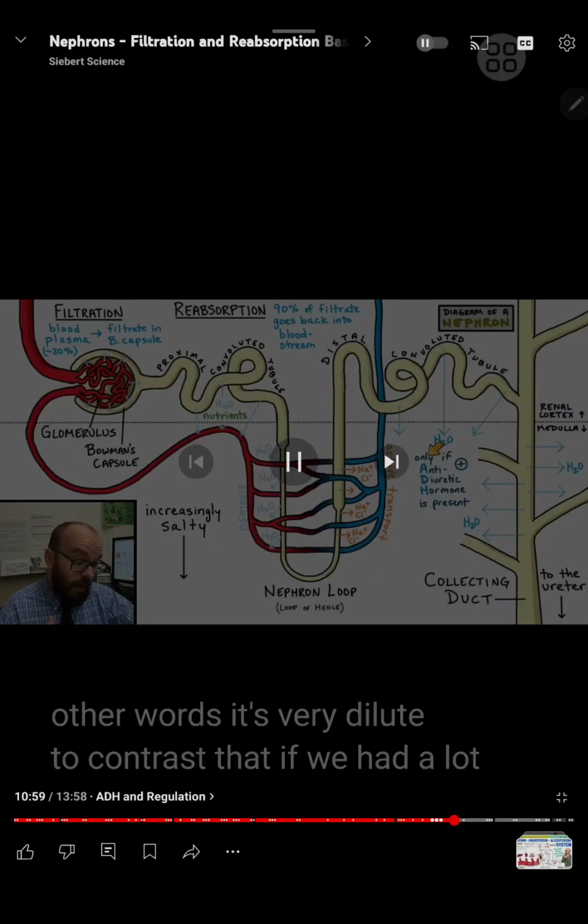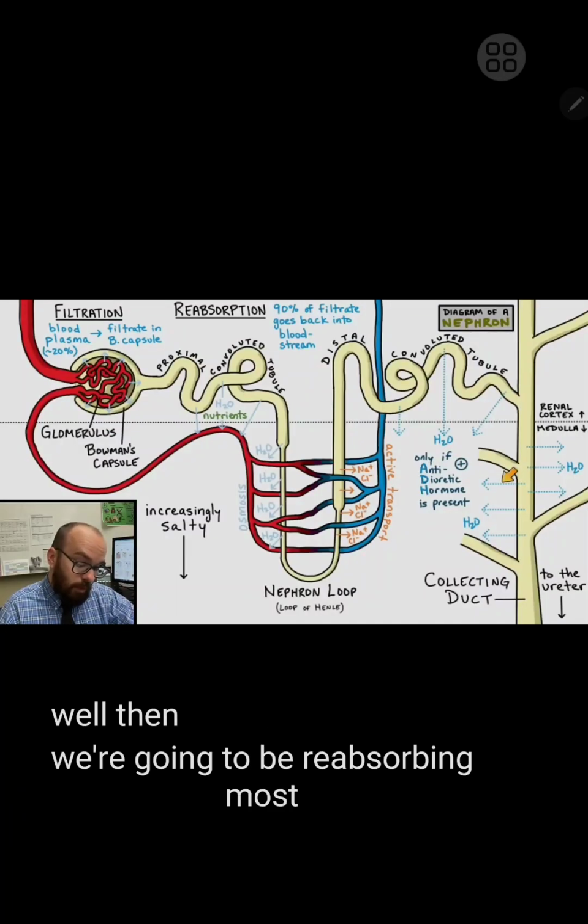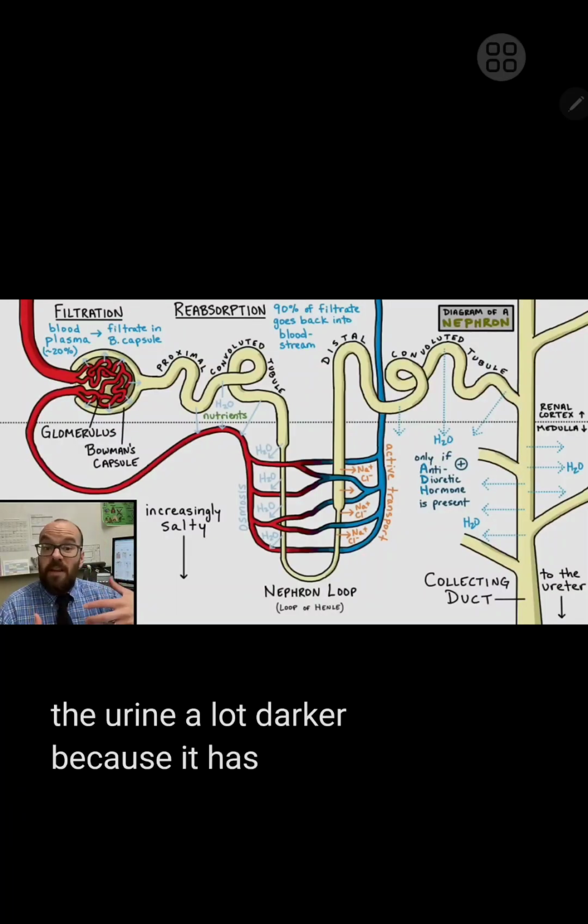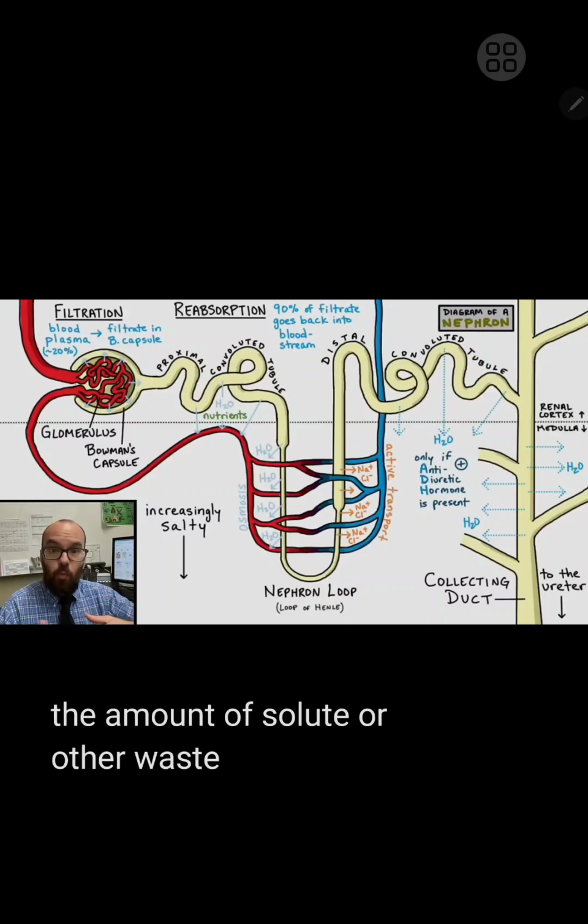To contrast that, if we had a lot of ADH, well then we're going to be reabsorbing most of that water, and so that's going to make the urine a lot darker because it has less water compared to the amount of solute or other waste that we're getting rid of.